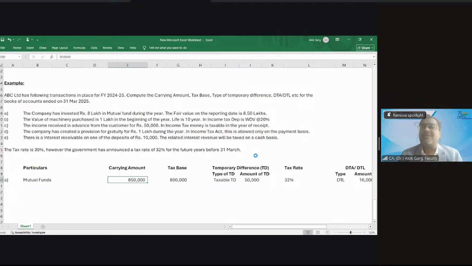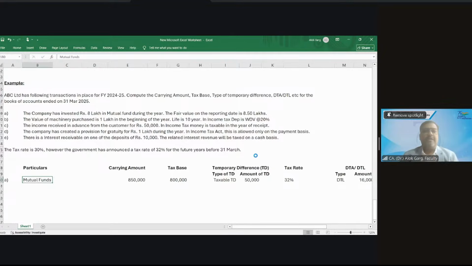so 50,000 is the notional gain. Tax does not consider notional gain. Tax says that for me the cost is 8 lakh rupees. So if the income tax officer prepares your balance sheet, he will say that the mutual fund is 8 lakh, not 8,50,000. He says that once it is actually realized, then only I will consider the gain. But in the books of accounts, we have already considered the mark to market gain of 50,000 rupees, right?